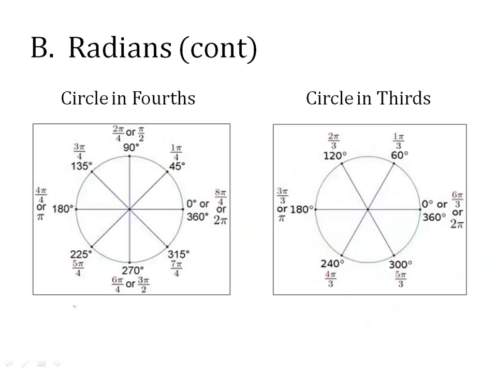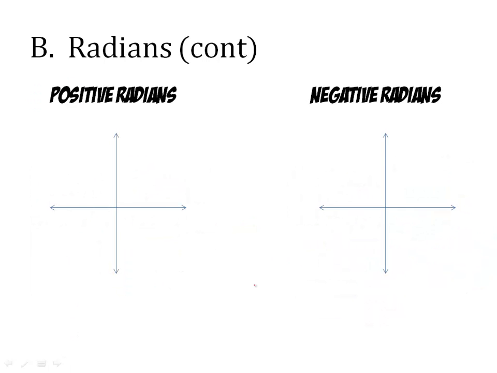All right, so I just want you to look at these. So radians, we talked about radians. We talked about the fact that here's 0 and here's pi. We're going to go in the positive direction, okay?